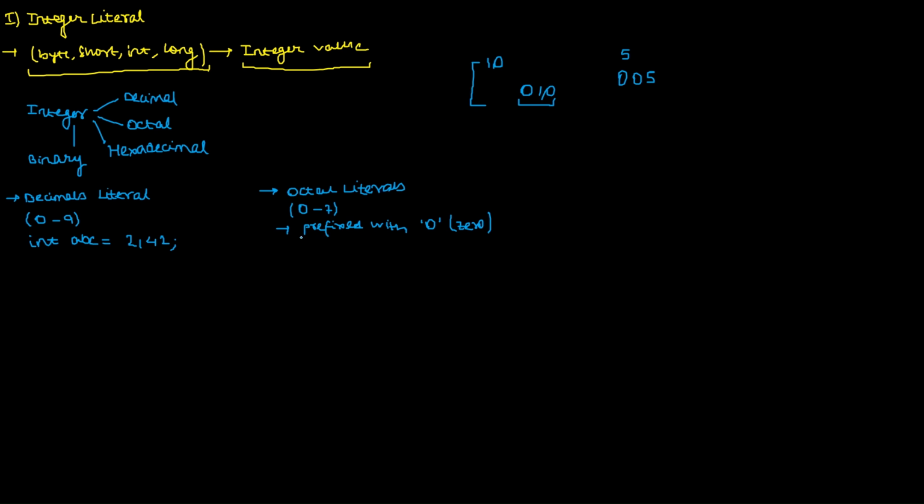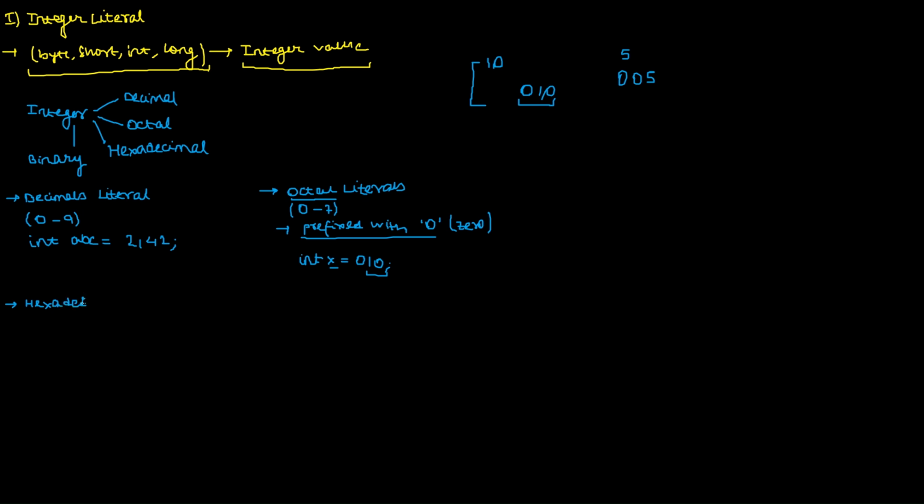So anything which is prefixed with 0 is an octal literal. Mind that. For example, let me say int x is equals 010. That means this particular variable x stores a literal, which is an octal literal, and the octal value is 10.